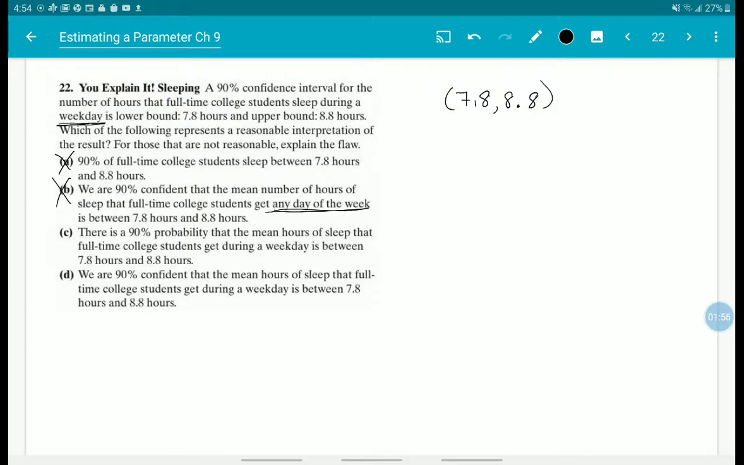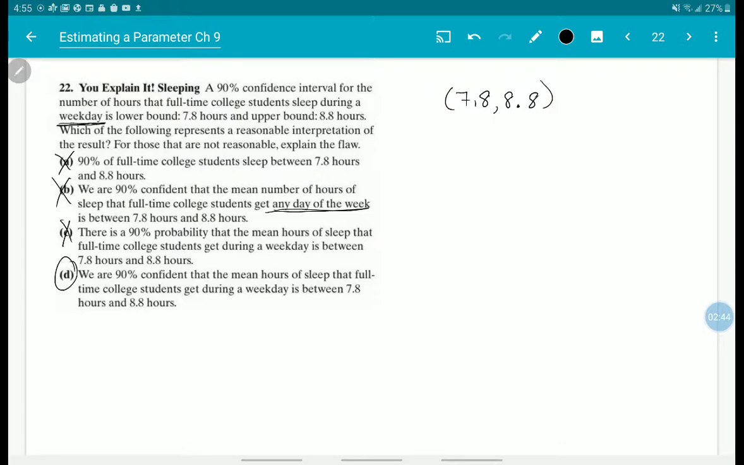C says there is a 90% probability that the mean hours of sleep that full-time college students get during a weekday is between 7.8 and 8.8. So this really goes back to the first video we did on confidence intervals. This is a very common misinterpretation of what that confidence interval means in the context of the problem. So we don't have a 90% probability that the mean hours of sleep is between 7.8 and 8.8. This is implying that the population mean varies rather than that the interval is actually going to vary. So D is our correct interpretation.